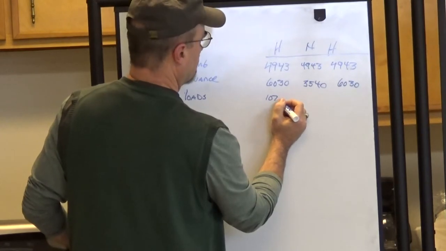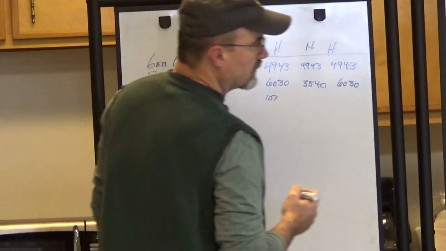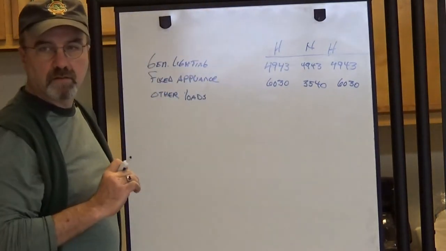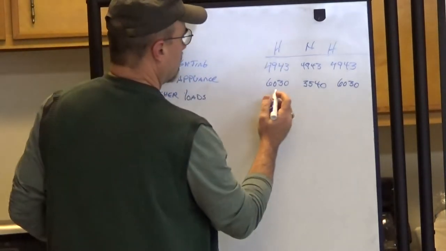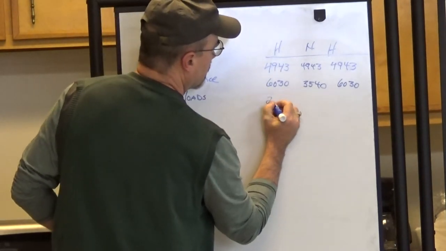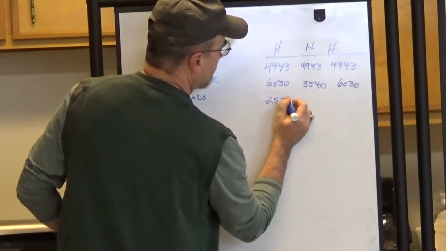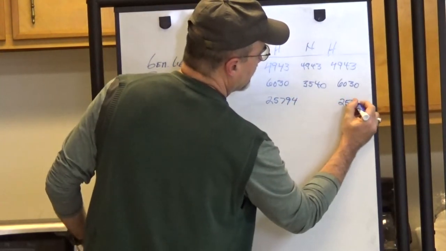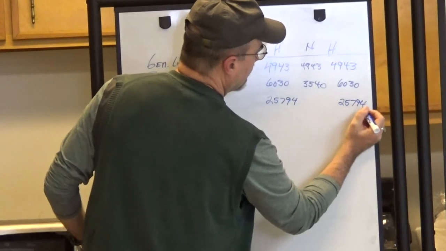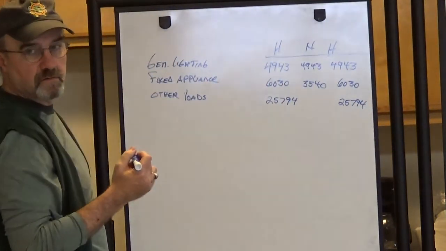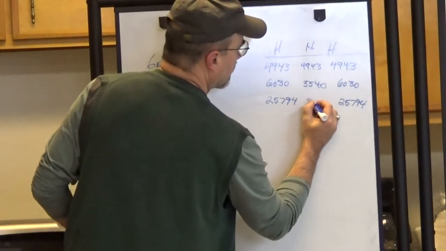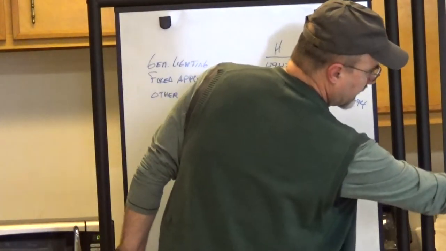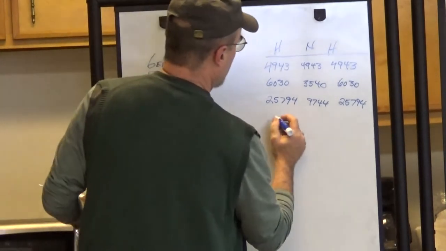That was 25,794. Yeah, divided by 240. No, I don't want that. I just want the VA right now. Yeah, that's 25,794. And the neutral, VA, 9,744. 9,744, right? 9,744. Okay.